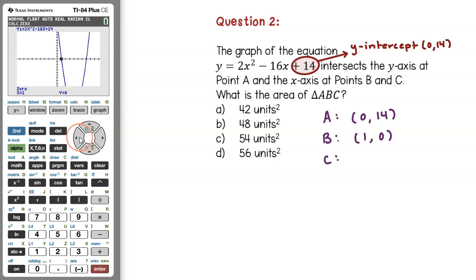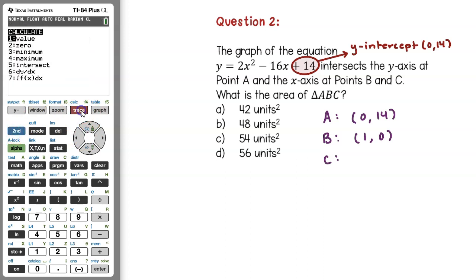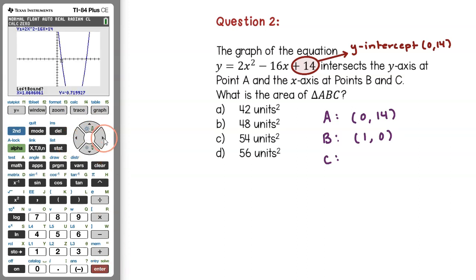So once again, I'm going to hit the second trace button, which is actually the calculation screen. I'm going to choose option 2, 0, and this time I'm going to set up boundaries over here on the other side of the parabola. So I'm going to move my cursor over to the other side of the parabola, and to set up my left boundary, I'm going to just make sure that my cursor is on this side of the 0. So I just want to make sure that my cursor is to the left of that, and hit enter. The right boundary needs to move the cursor over to the right-hand side.